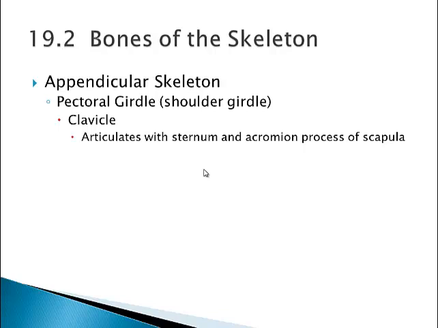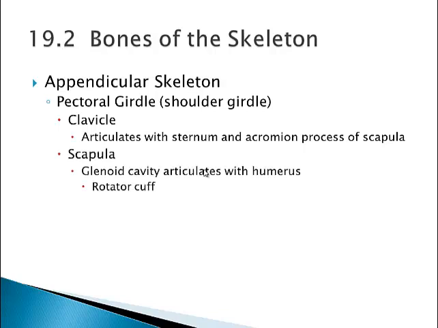The first bone that we have in the pectoral or shoulder girdle is known as the clavicle or collarbone. The clavicle articulates with the sternum and the acromion process of the scapula, so it extends across the top of the thorax or the chest.